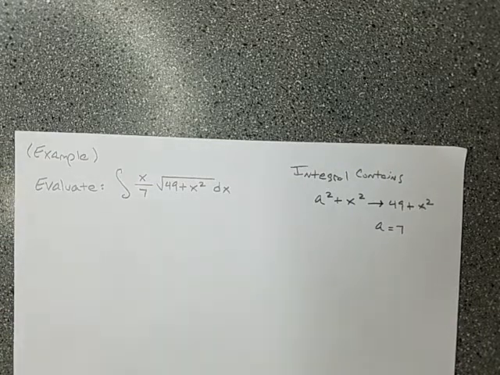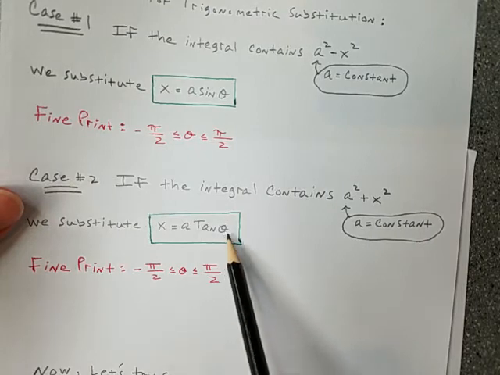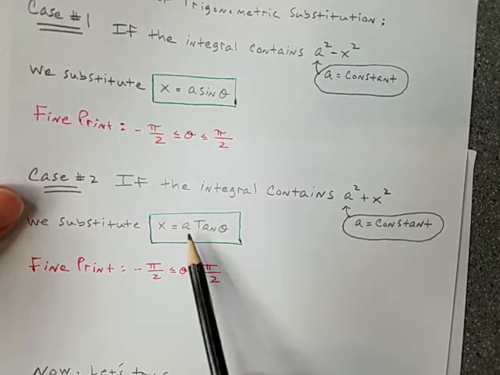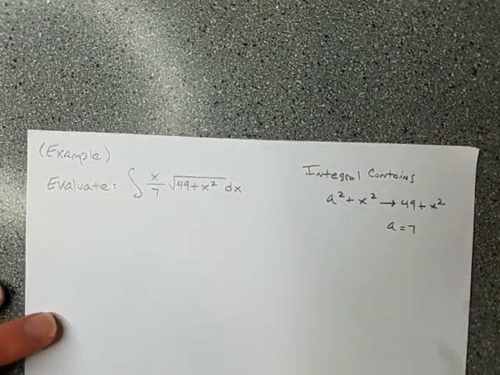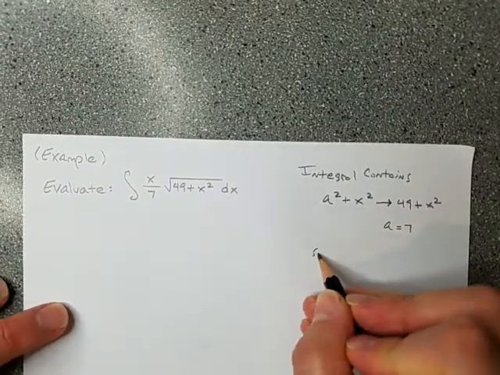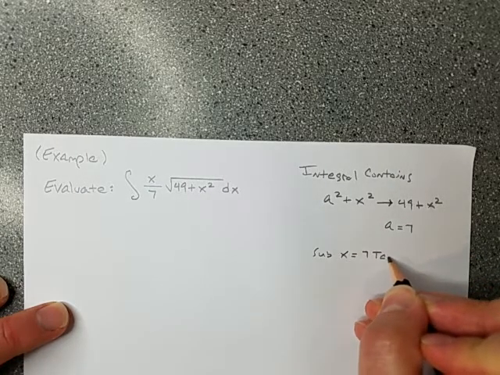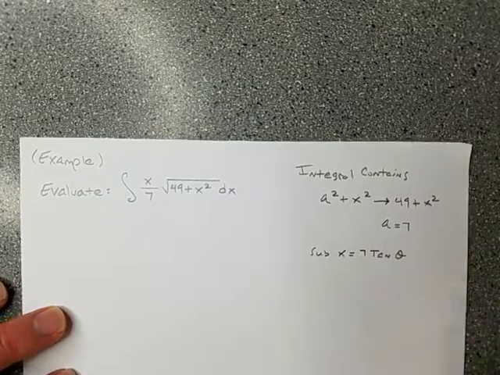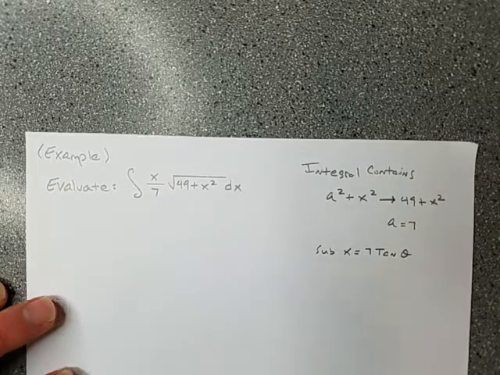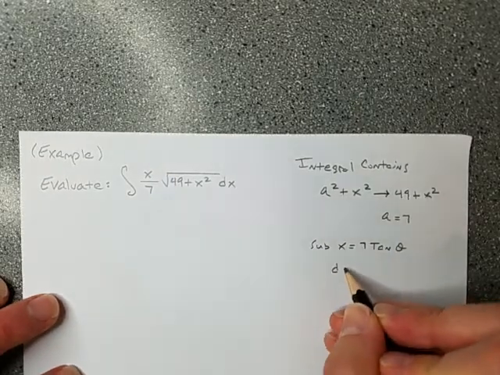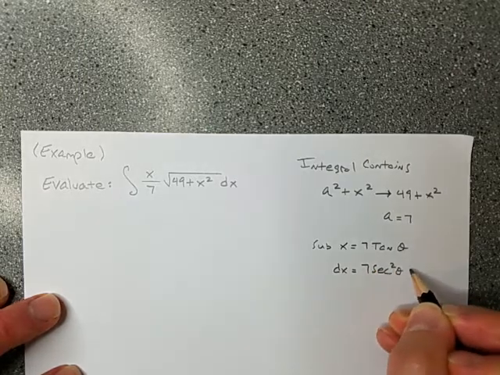And what does that mean that we do? It means that we substitute a tangent theta. If the integral contains a sum of squares like so, there's your recommended substitution. So here we go. Let's say we're going to sub, as a result, x is 7 tangent theta. That's how we'll substitute the x. What about the differential dx? We'll take care of that the same way we would with any substitution. dx will be 7 secant squared theta d theta.